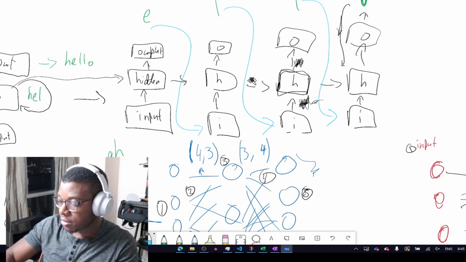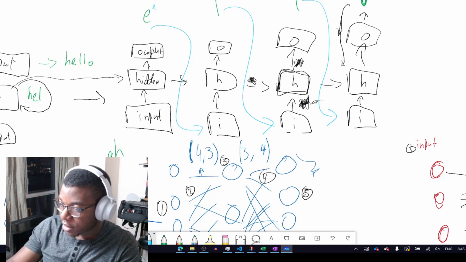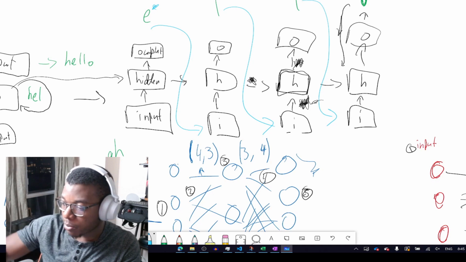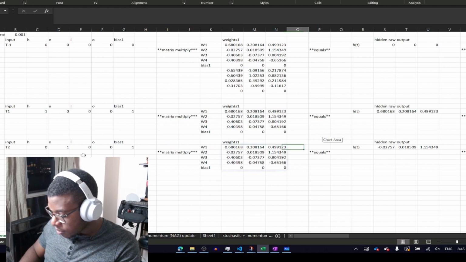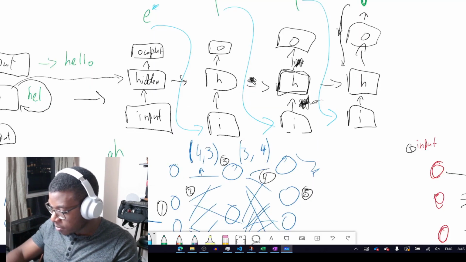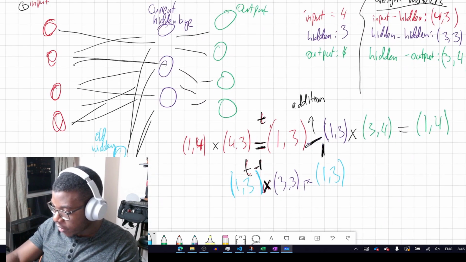So we've done time step 1. Now let's go ahead and implement time step 2, where we input E. So weights stay the same. Let's go back to our little diagram over here.